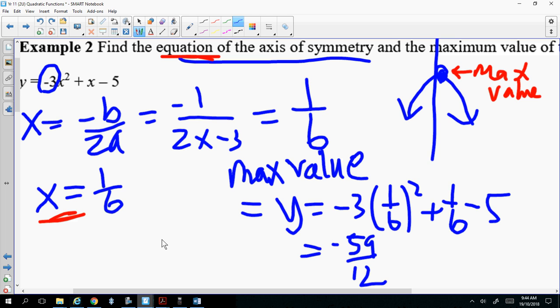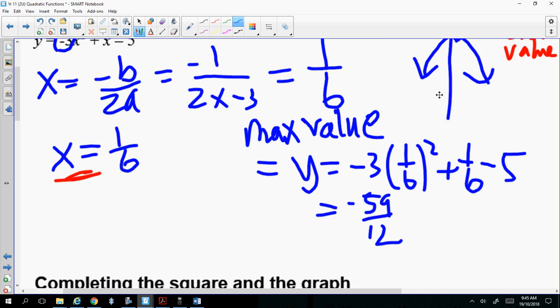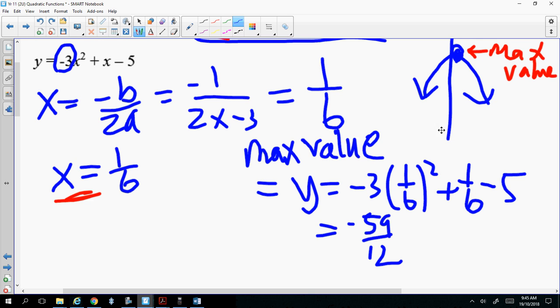Okay, next one. No, that's concave down will have a maximum. Concave up, you will ask for minimum. You want to ask for maximum because, yeah. Okay, good. That's good.